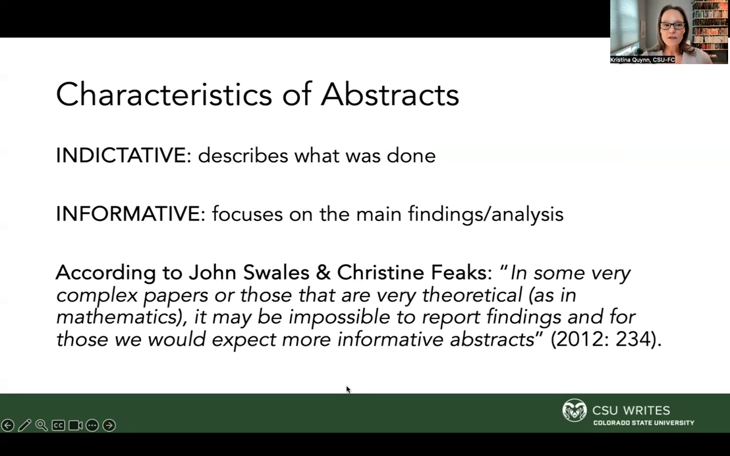John Swales and Christine Feak, they talk a fair amount about writing in general, but in genres, and that's kind of their bread and butter, writing about how graduate students write. And they say in some very complex papers, or those that are very theoretical, as in mathematics, it may be impossible to report findings, and for those we would expect more informative abstracts.